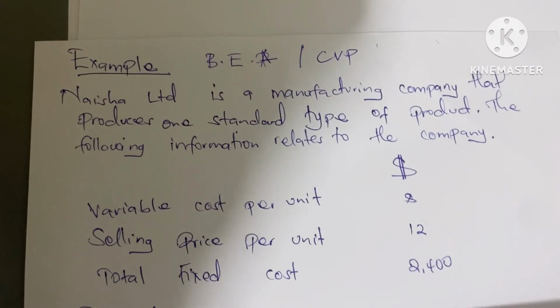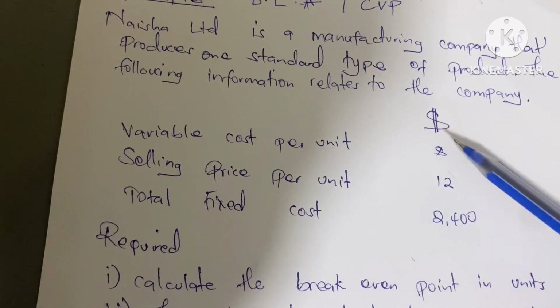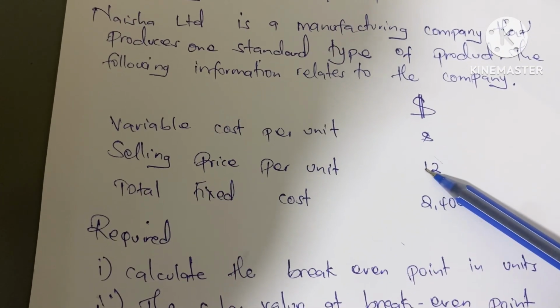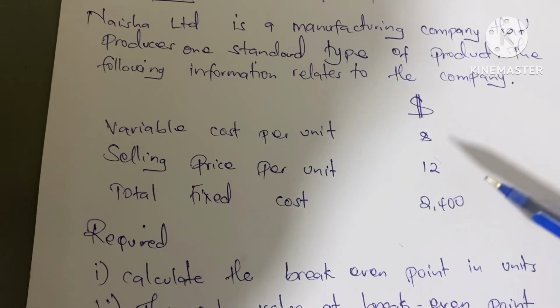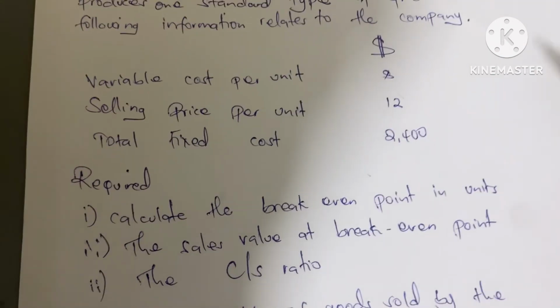The figures are in dollars. So we have the variable cost per unit, it is $8. Selling price per unit $12. Total fixed cost $2,400. So what do they want us to do?